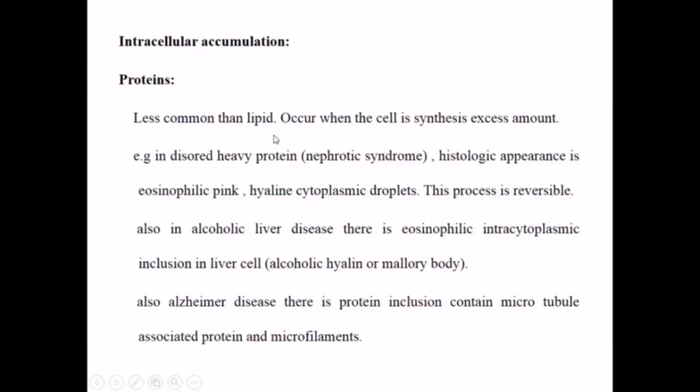Protein accumulation is less common than lipid. It occurs when the cell synthesizes an excess amount of protein, like in nephrotic syndrome. Protein appears as pink, hyaline droplets. It is reversible.